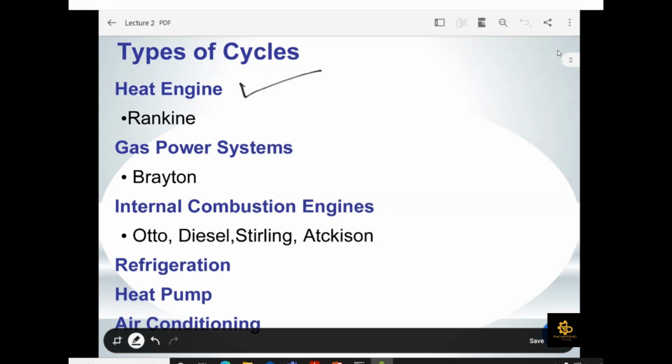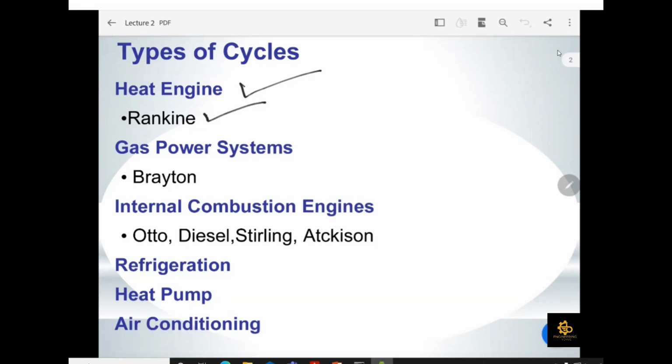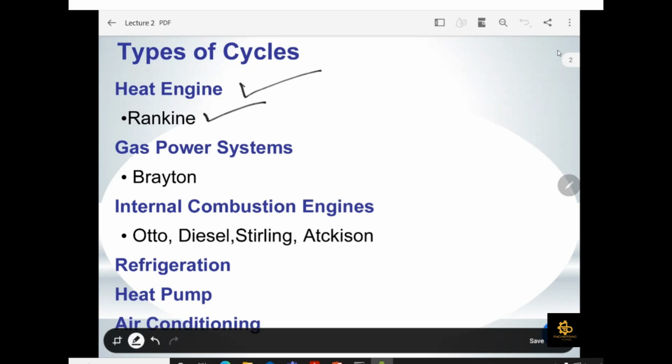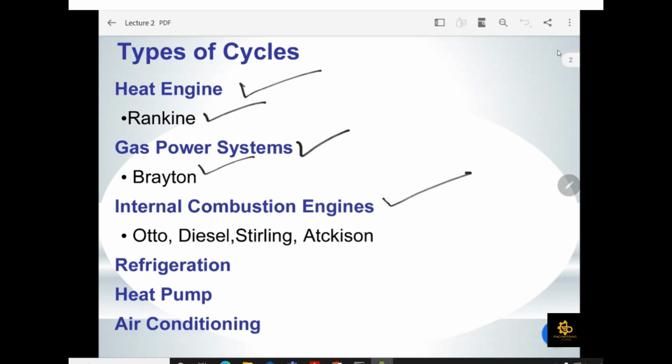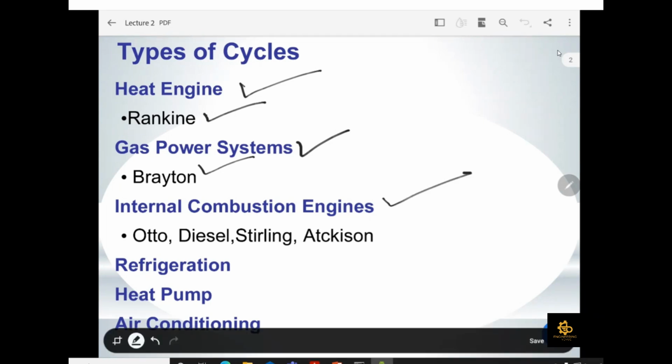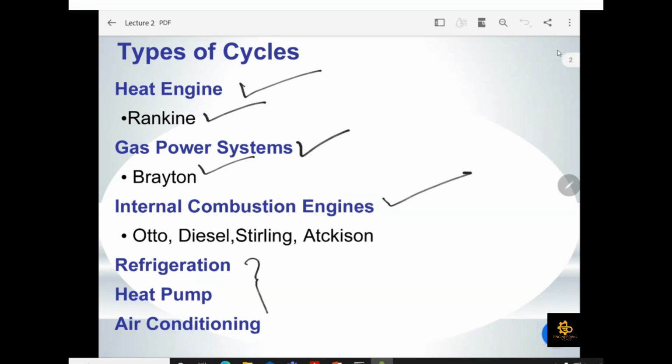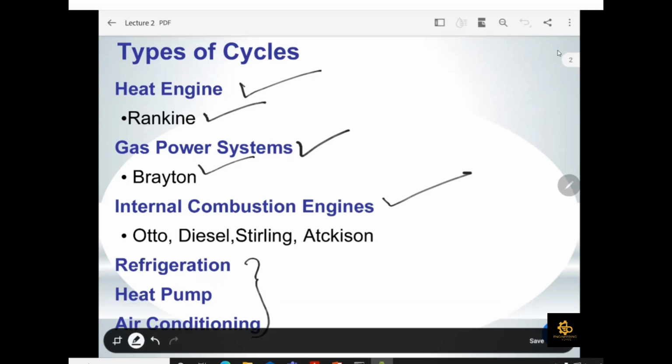Broadly, we define that all our power plants, all our power producing devices work on the Rankine cycle. But there are other types of cycles as well, which are called gas power cycles. We also have to study them in later lectures. Under gas power cycles, there is the Brayton cycle, then internal combustion engine cycles, under which come Otto, Diesel, and Stirling cycles, and then refrigeration, heat pumps, and air conditioning. Right now, I will just define the difference between heat engine and gas power cycle.